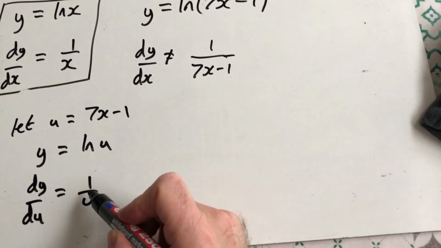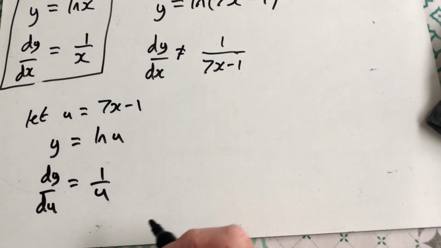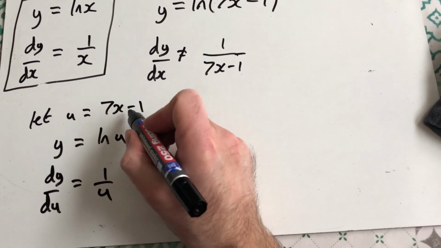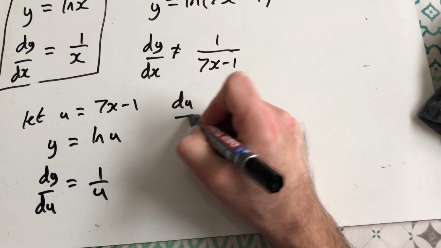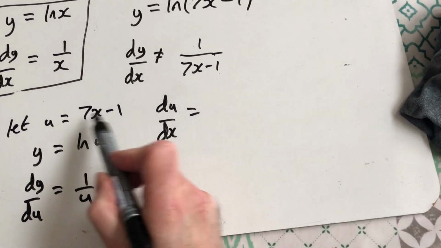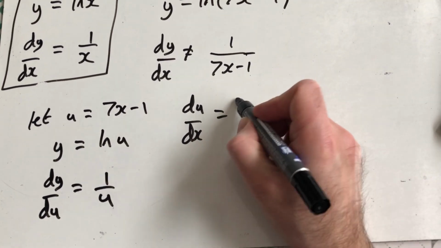So it's not just a case of just putting that in, because we need to find dy dx. This is why we need to use the chain rule, you see. We've got u equals this. We also need to work out du dx. Differentiate that. Now, what do you get when you differentiate that with respect to x? You get 7, don't you? When you differentiate that, you get 7.